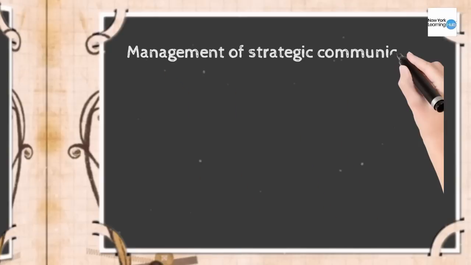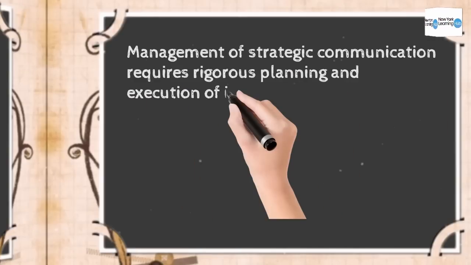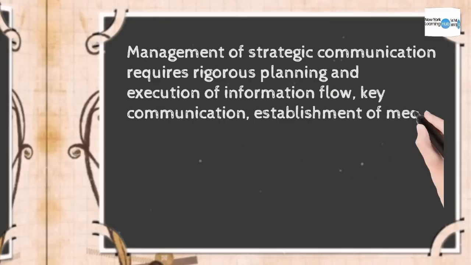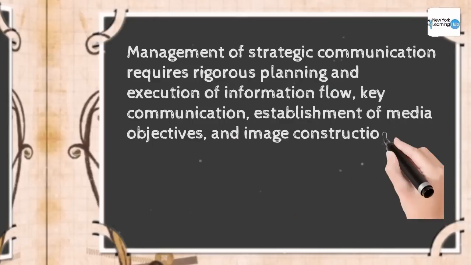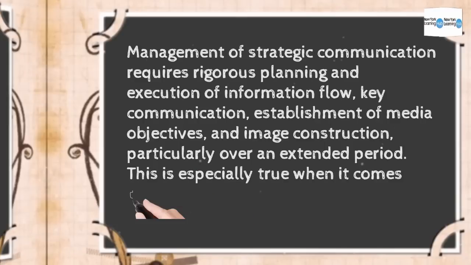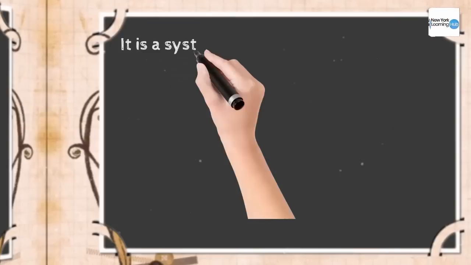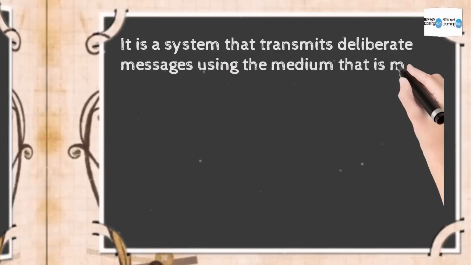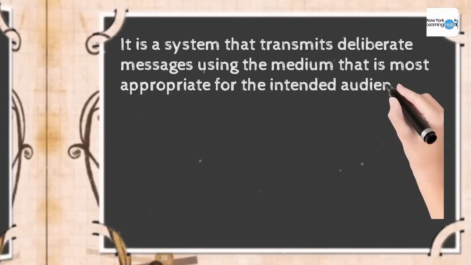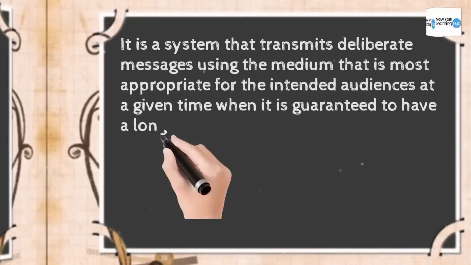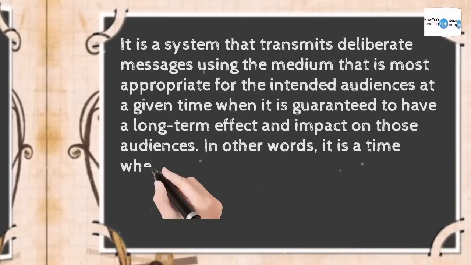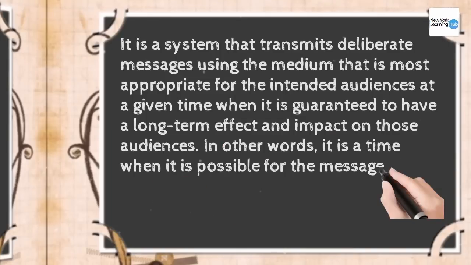Management of strategic communication requires rigorous planning and execution of information flow, key communication, establishment of media objectives, and image construction, particularly over an extended period. This is especially true when it comes to image making. It is a system that transmits deliberate messages using the medium that is most appropriate for the intended audiences at a given time, when it is guaranteed to have a long-term effect and impact on those audiences.